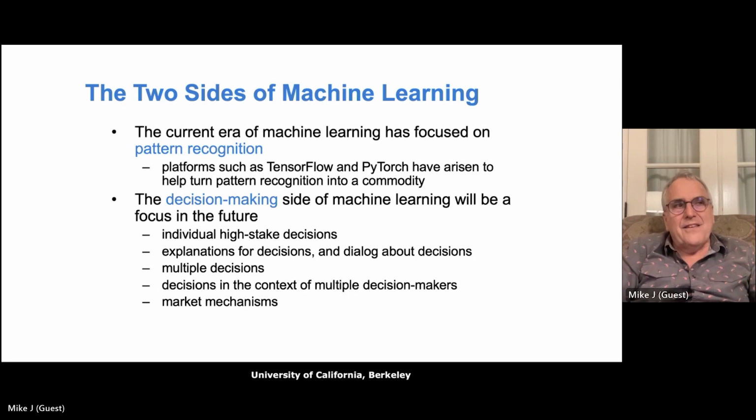Machine learning has at least two sides to it historically. One is pattern recognition, and that certainly has been the dominant theme in the last decade. As you all know, systems have been built that do amazing jobs with prediction of certain kinds of patterns, and it's become a commodity. Really, anybody can do it.